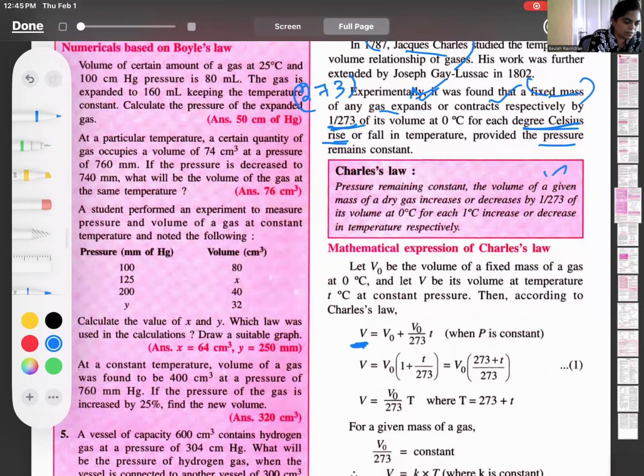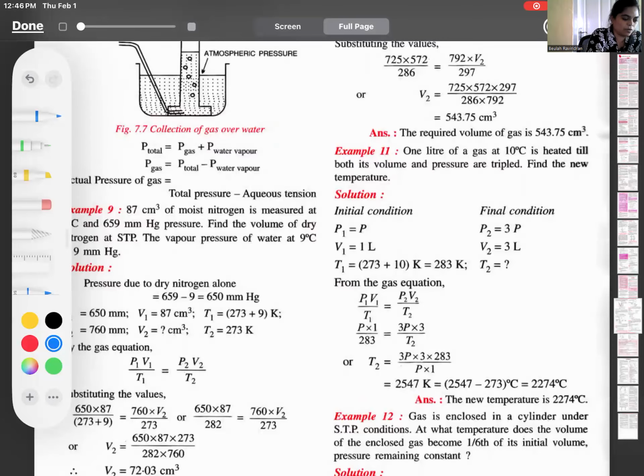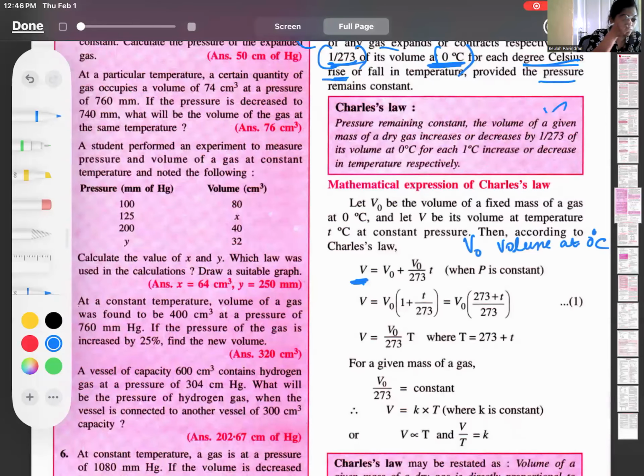So what is the volume at 0 degrees Celsius? The gas changes by 1 over 273 of its volume at 0 degrees Celsius. This V naught is the volume at 0 degrees Celsius. So 1 over 273 of V naught for each degree Celsius. So it has to be added with respect to temperature also. So V naught by 273 into t plus V naught will be the new volume.